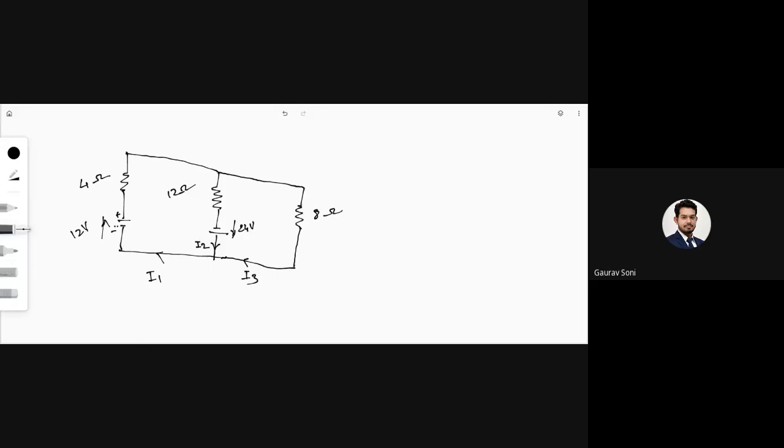Try making equations out of this. So the first task is you look at the junction, okay, and make an equation from the junction that the incoming current will be equal to the outgoing current. A simple logic. Make the first equation from it.